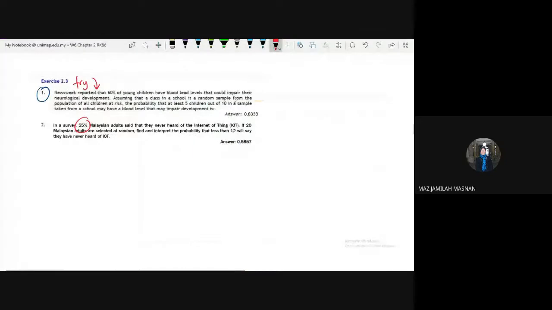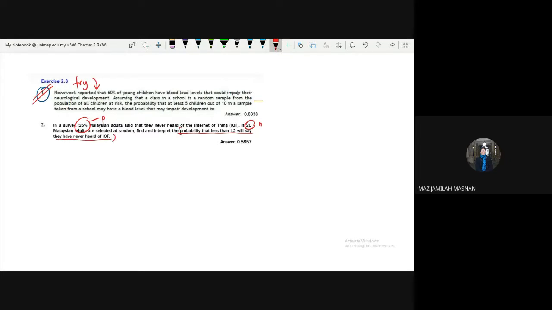Yes, madam. Try question number 1, okay? Now for question number 2, look for the figure. If you don't want to get a headache with the values, look for the figure first. Any percentage will probably be your P. Now you are looking for N. If 20 Malaysian adults are selected, definitely this will be your N. Find the probability that less than 12 will say they have never heard of IoT. So this will be your keyword for your X.